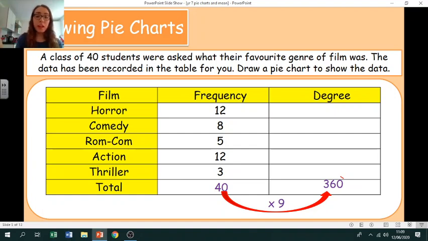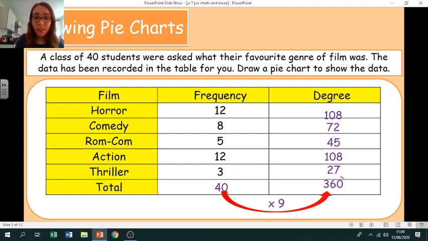Okay, so we've got to times it by 9 to get to 360 degrees. Because we want to split that 360 degrees between all the different categories, what you then need to do is just times all of those frequencies by 9. Okay, so just go through and times all those frequencies by 9, you should get 108, 72, 45, 108, and 27. If you're not quite sure if you have got those right, what you can do is just add up that degrees column and make sure they add up to 360.